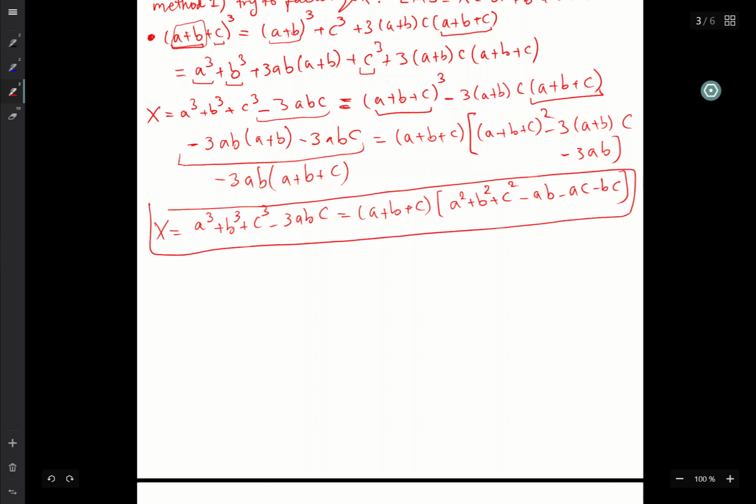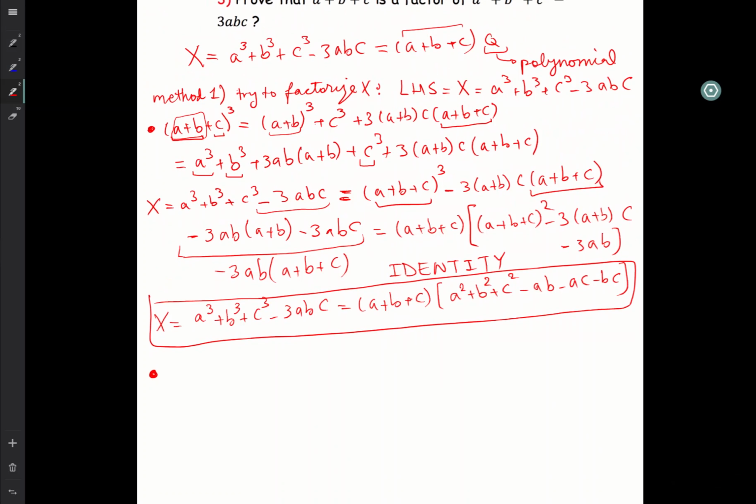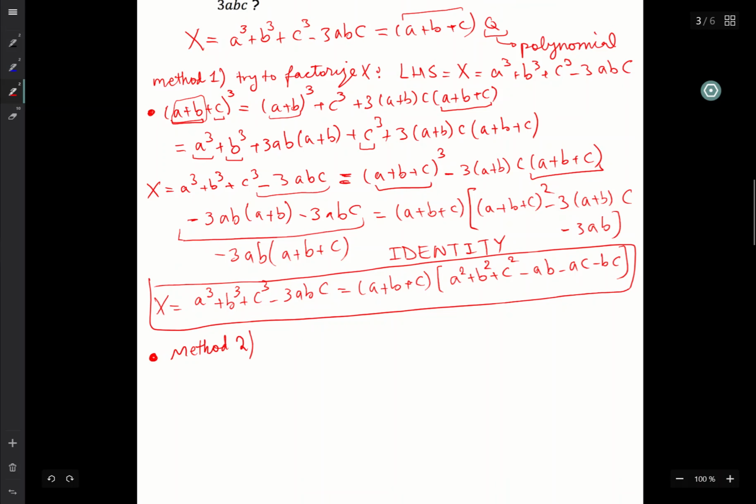And remember, this is an identity, which means it holds true for any three numbers a, b, c, real numbers, complex numbers. But this was a brute force way of writing things down and trying to factorize it. But there is a very clever way, so let's call it method 2, which takes advantage of our knowledge of polynomials.